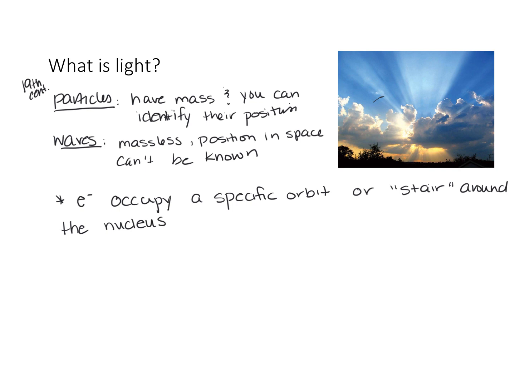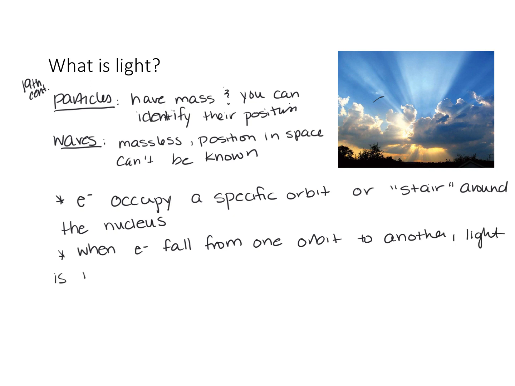Okay, and so what happens is when electrons fall from one orbit to another, light is released. Okay, now, so maybe the question is, how does an electron jump up a stair?